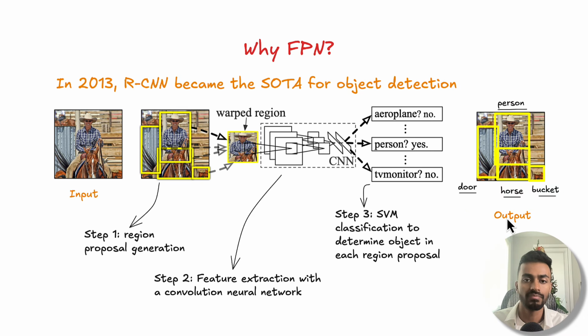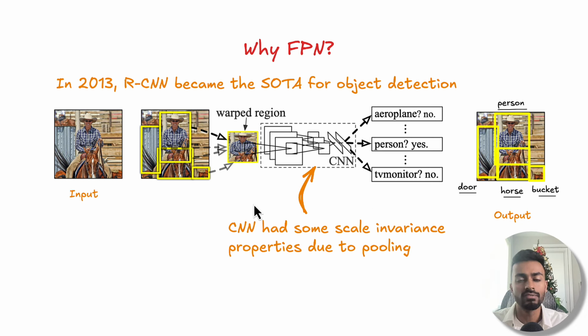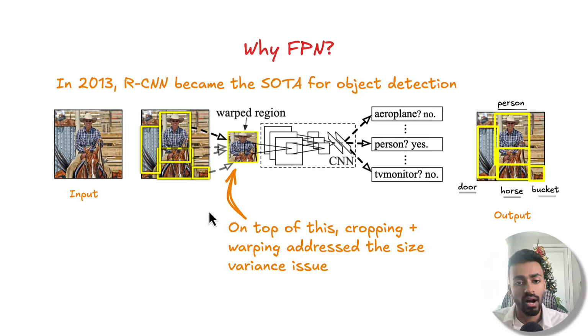Now, for the scale invariance piece, convolution networks exhibit some semblance of scale invariance due to the pooling operation. On top of this, cropping plus warping these region proposals also really addresses the scale variance issue. Because you can imagine if there's a small object region proposal here, it's going to be warped to some fixed size so that it can be effectively detected and encoded by this CNN. And hence, that's how R-CNNs got away with the scale variance issue.